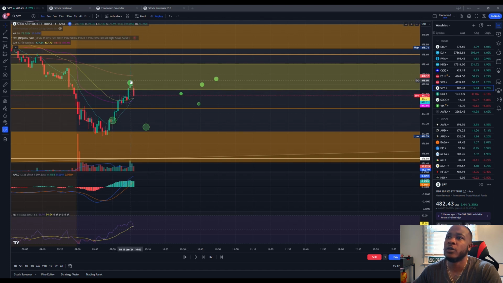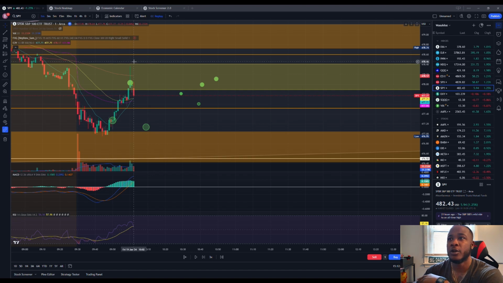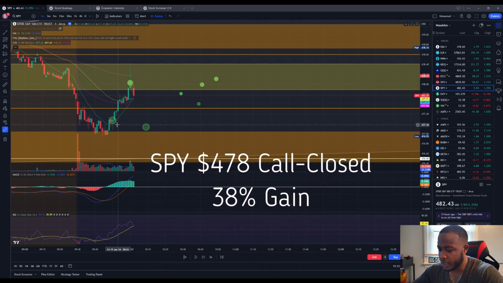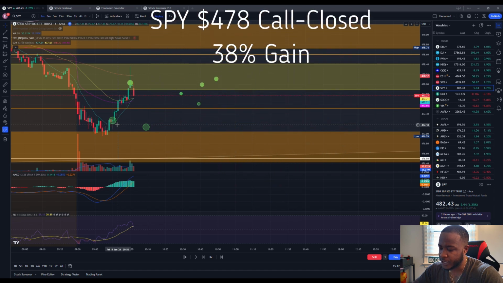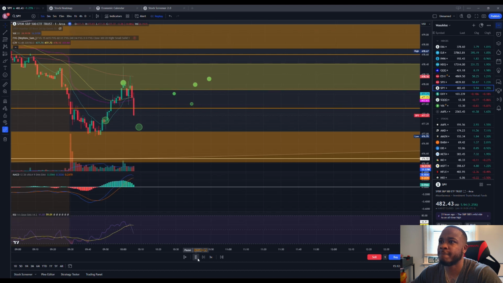Right there. So you see that we had a strong bullish candle, and then it got rejected, forming a shooting star. So this tells me that the stock is probably about to come down, or a shooting star normally symbolizes a reversal is in progress. So right here I took profit from my first trade that I wrote up there, and that was a 38% gain. And we will continue to press play.